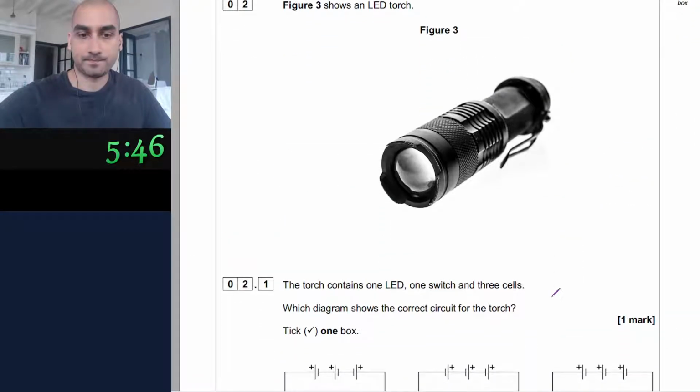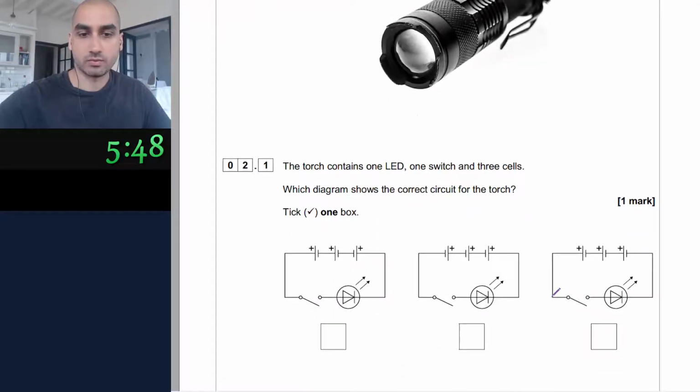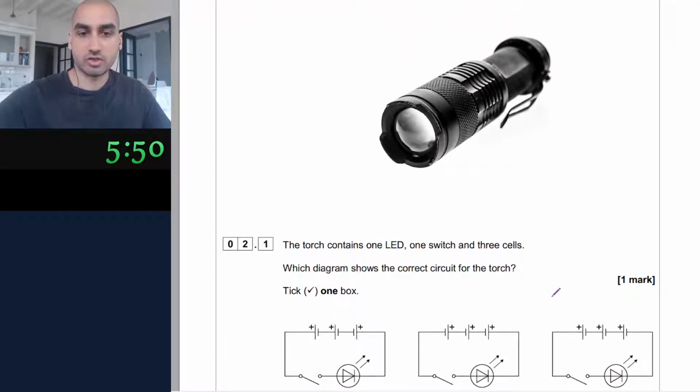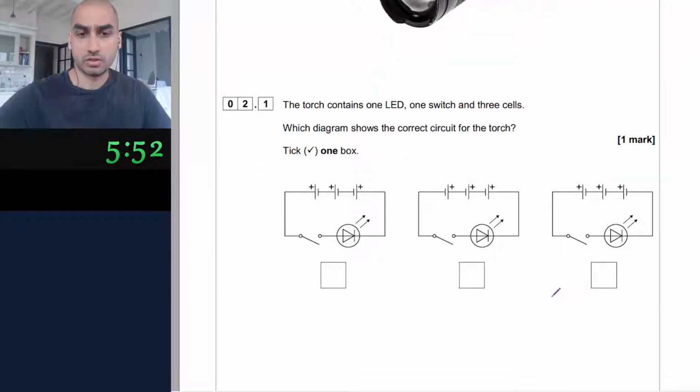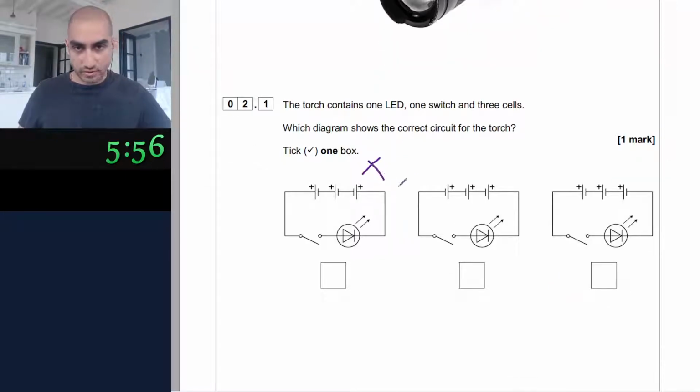LED torch. Torch contains one LED, one switch, and 3 cells. Which diagram shows the correct circuit for the torch? So it's not that, because the cell is the wrong way around. I think the positive side should be this side, and the negative side should be this side. So I think it's this.